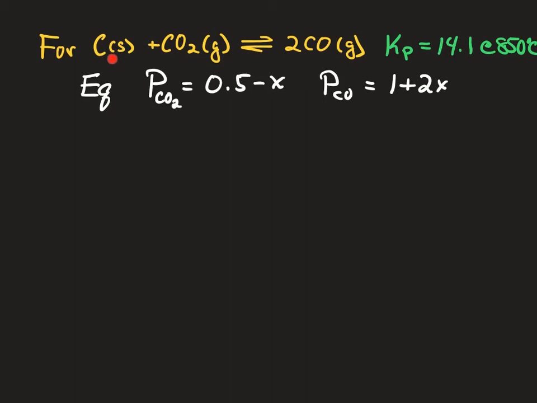Still working with the same system, right? We've got our carbon reacting with our carbon dioxide to make 2 carbon monoxide. We just figured out that we could express at equilibrium the partial pressure of carbon dioxide as 0.5 minus x, the partial pressure of carbon monoxide as 1 plus 2x. And so now we can use those in our equilibrium constant, right? So if we take our equilibrium constant, which is 14.1, that's going to equal our products, which is 1 plus 2x. And again, we have to remember our stoichiometry, right? Since that is 2, we have to square it. And that's going to be divided by our reactants, our 0.5 minus x, right?